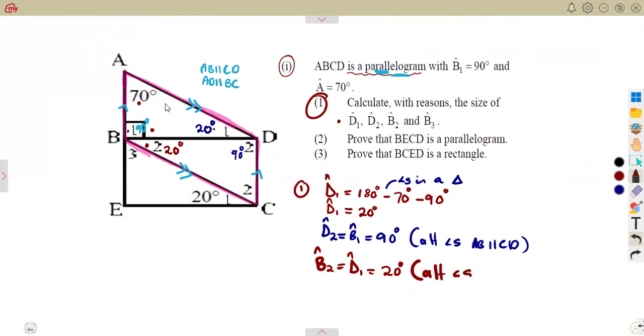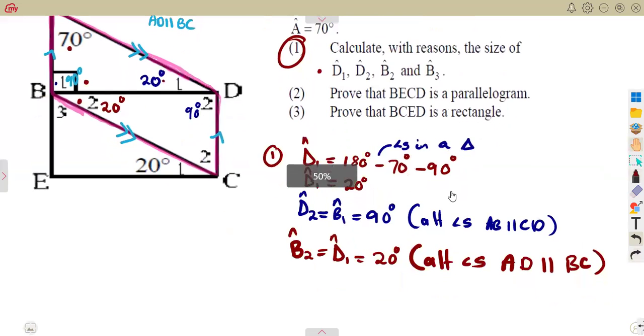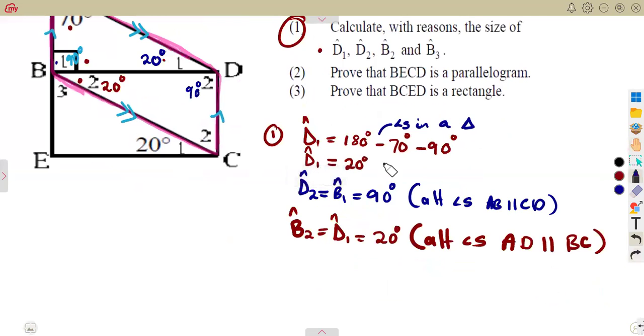Alternate angles, since line AD is parallel to BC, all right? So from the lines that are parallel, AD is parallel to BC. Remember that. All right. So these two are equal, alternate angles. Let's move on to another part. We can also calculate B3. Where is our B3 from our diagram? That is B3 here. All right, but before that, remember I said you can also calculate the same B2 in another way.